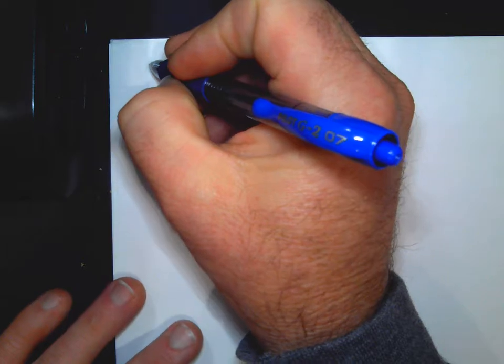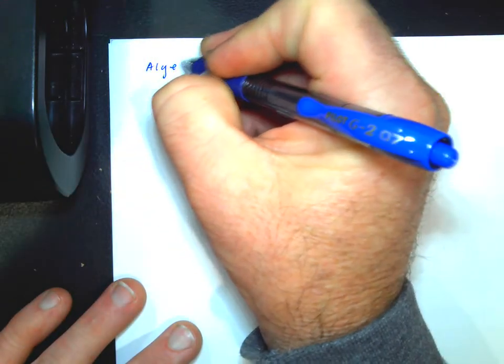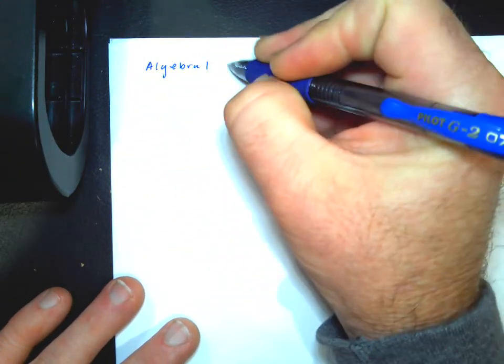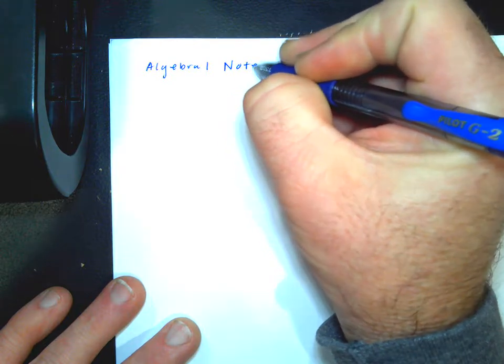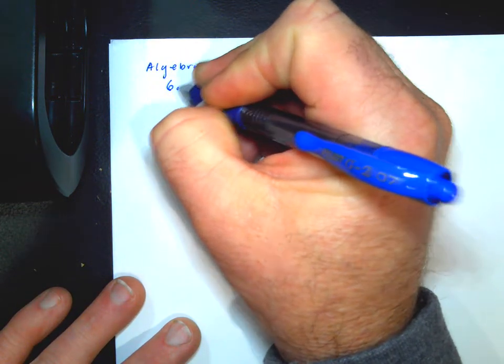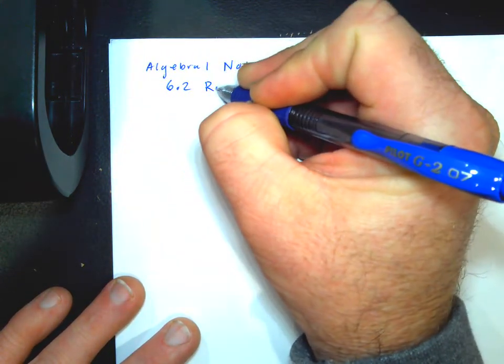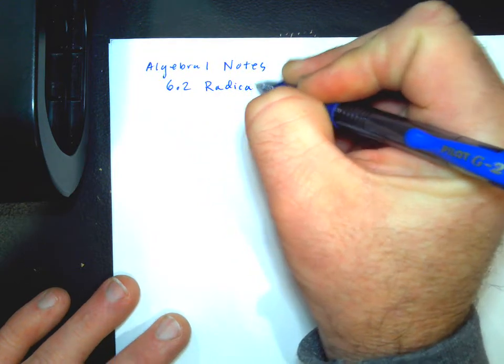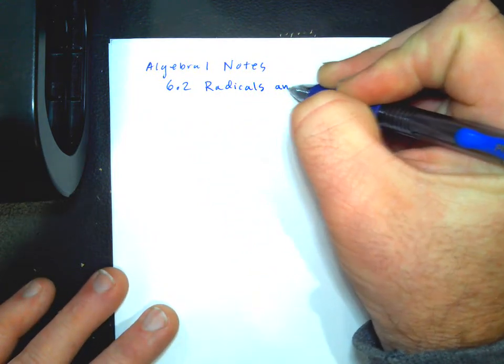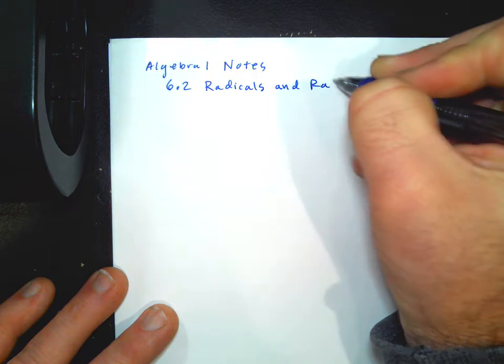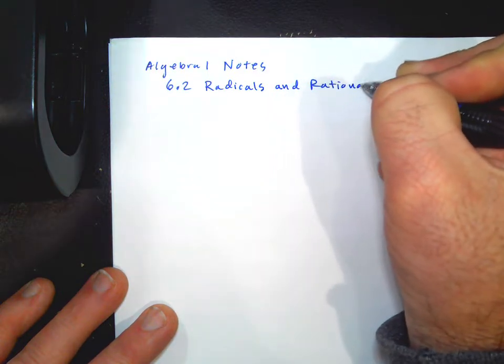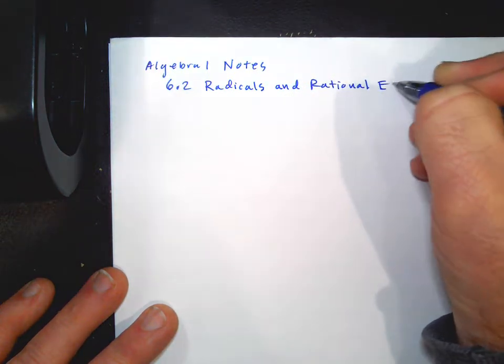All right, Algebra 1 notes. So Algebra 1 notes. We're doing section 6.2, radicals and rational expressions.